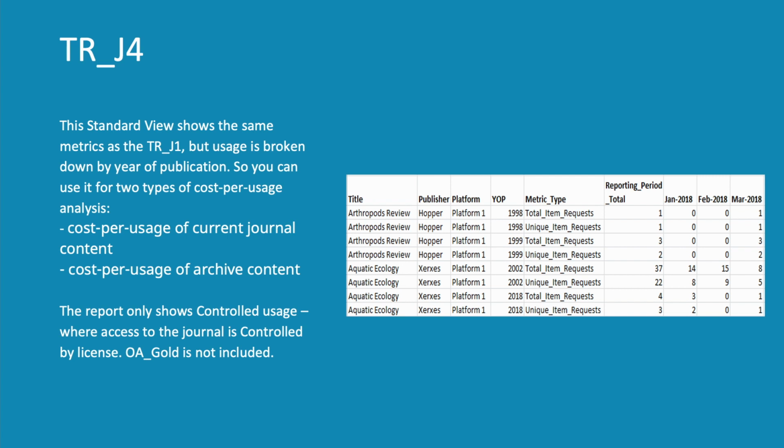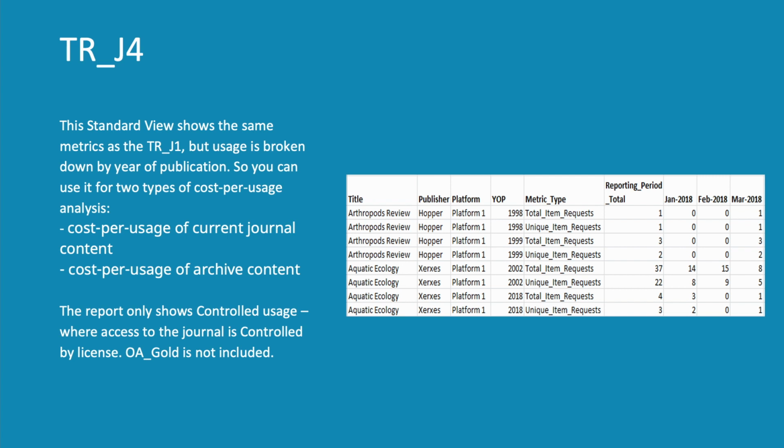The report only shows controlled usage, where access to the journal is controlled by license. OA Gold access, again content that is permanently free to use as the result of an open license, is not included in TRJ4. Here is an example, and again, some of the columns have been hidden.